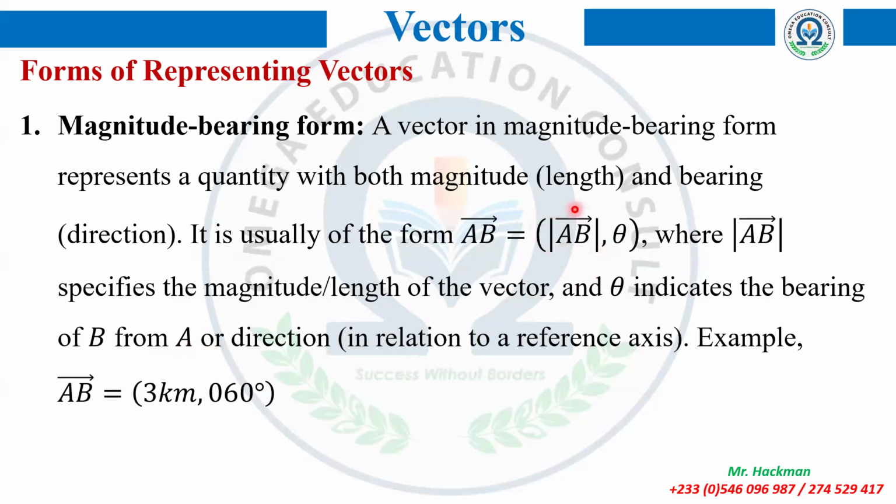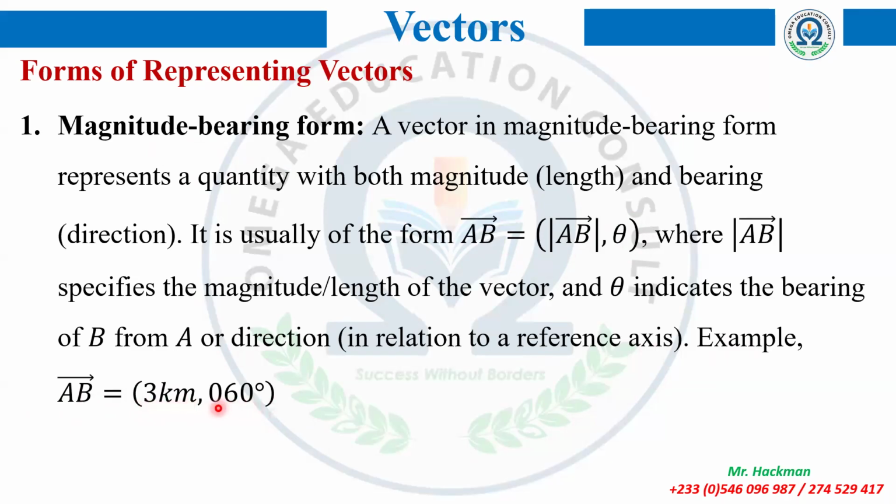So it's the magnitude, forgive me, bearing. So that's where it's taking its name from. The magnitude will be given and the bearing must also be known or is stated. Example, a free vector. So this is a general example. The first entry here will be our magnitude entry. So that is 3 kilometers.